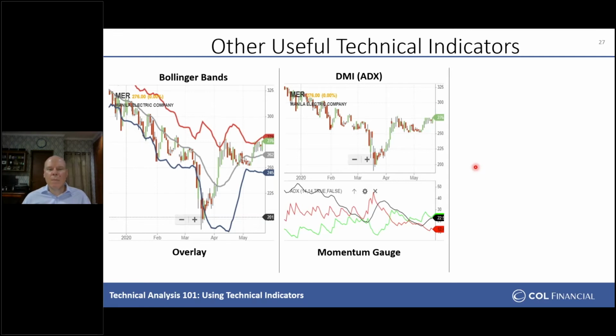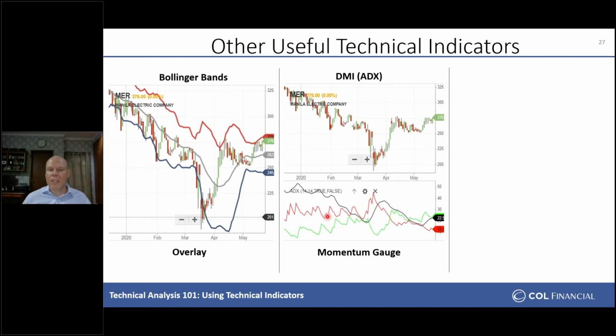So if you see this black line picking up, that means momentum is increasing. But please remember, it doesn't care whether it's up or down. What will tell you up or down is this red and green line. In this case, it's down because the red is above the green. But when this is picking up like this, that means momentum is increasing. If this black line is dropping down like this, that means momentum is decreasing.